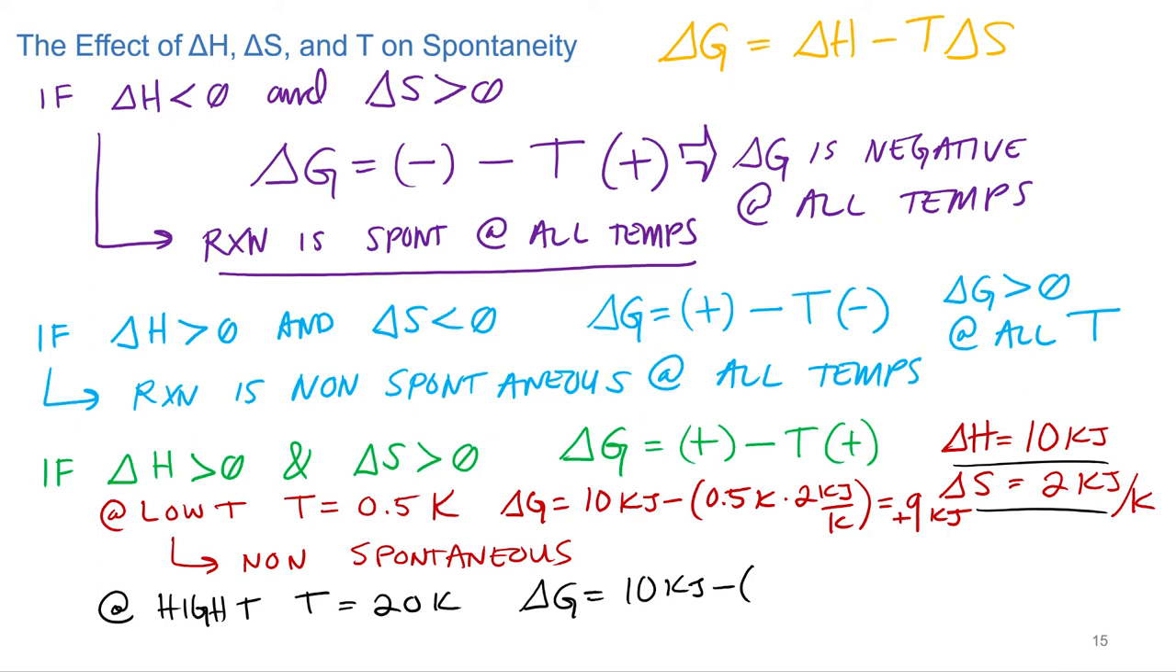Okay, so 20 Kelvin. So we got 20 Kelvin times 2 kilojoules per Kelvin. So 10 minus 20 times 2, that's 40. 10 minus 40 is negative 30 kilojoules. What's that mean? If delta G is negative, spontaneous. So at high temperatures, this reaction would be spontaneous.